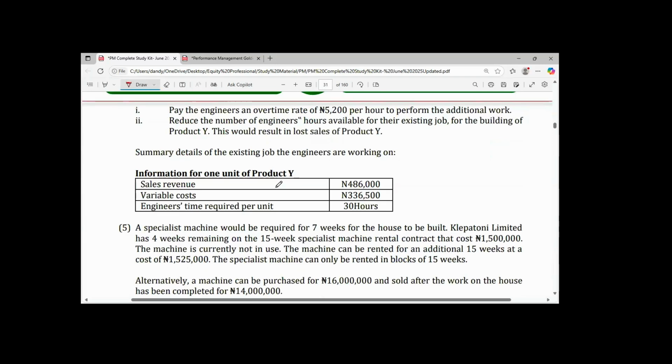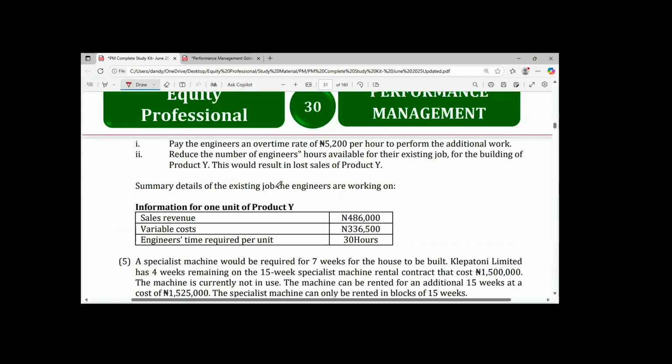1. Pay the engineer an overtime rate of 5,200 per hour to perform the additional work. 2. Reduce the number of engineer hours available for their existing job for the building of product Y. This will result in lost sales of product Y.